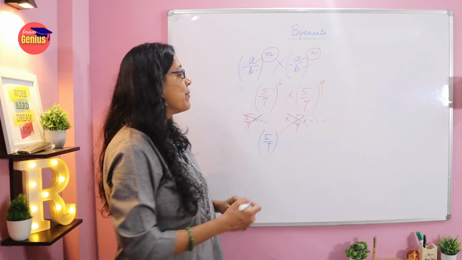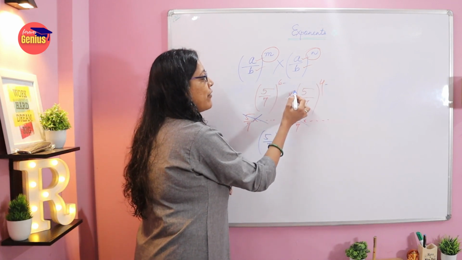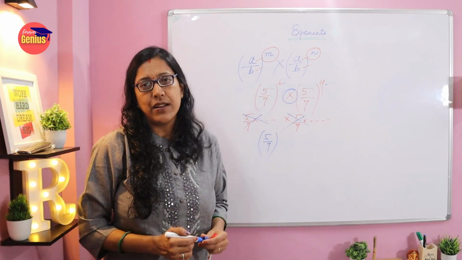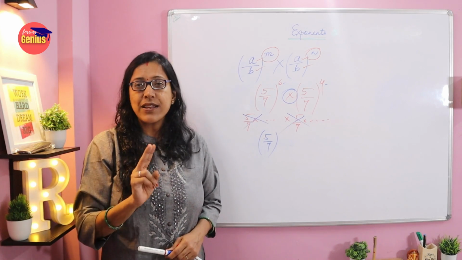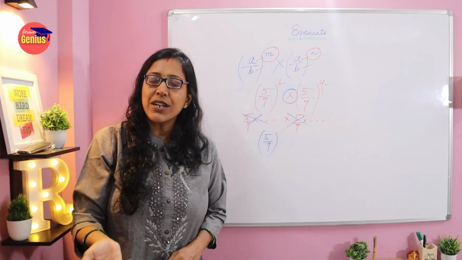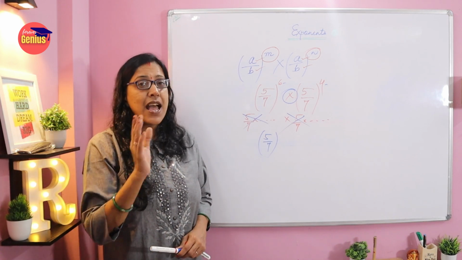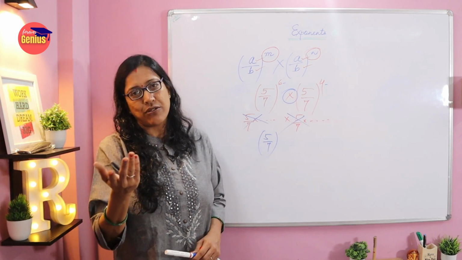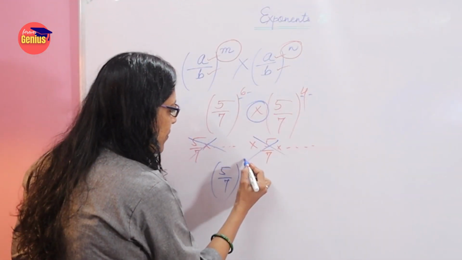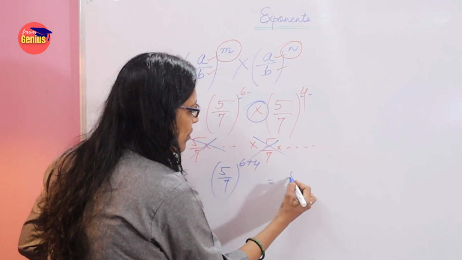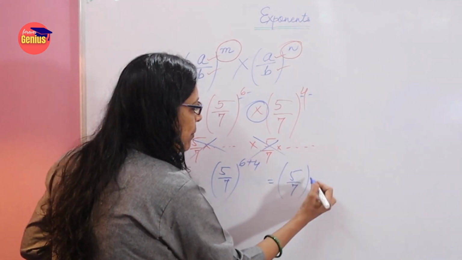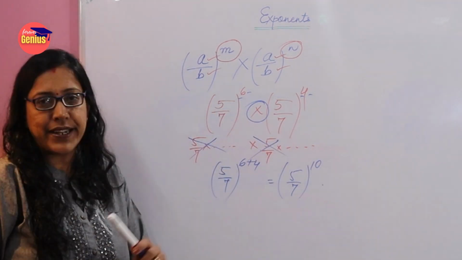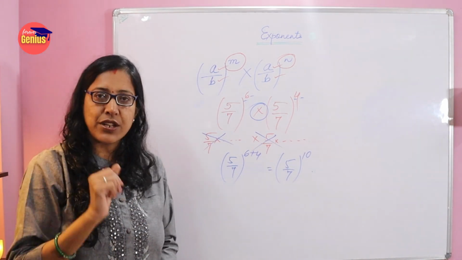What are we supposed to do? 6 and 4. If any fraction or number is multiplied, whereas the exponent or the power notations are different, in those cases I will simply add the power notations and solve it. 6 and 4, 6 plus 4, this equals 5 by 7 to the power 10. This is the correct form of writing it. Then we can do the solution.